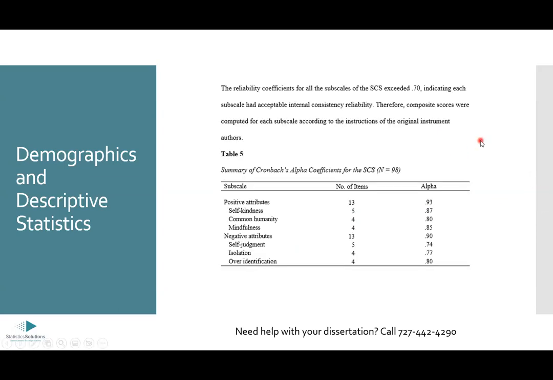Now here, this is an example of reporting the reliability coefficient for the instruments used in this study. Here they are using a few subscales of the SCS. They've got a positive attribute subscale, which includes self-kindness, common humanity, and mindfulness, and then a negative attribute subscale that includes self-judgment, isolation, and over-identification. Here they are reporting the number of items in the subscale and then the Cronbach's alpha. So this is just another way that you can present this information.